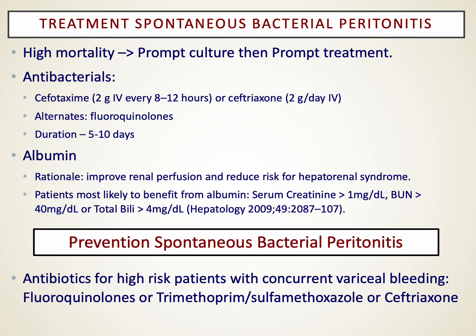The management typically is going to be, as we alluded to last week, cefotaxime or ceftriaxone as our first choice. Sometimes we use quinolones. We're going to reserve albumin for folks for whom we really need to preserve their renal function and reduce their risk for hepatorenal syndrome. We also look at preventing spontaneous bacterial peritonitis in those folks who are high risk, particularly if they have a variceal bleed and had a prior spontaneous bacterial peritonitis. And in those cases, we may look at a low dose ongoing use of a fluoroquinolone or Bactrim or ceftriaxone.